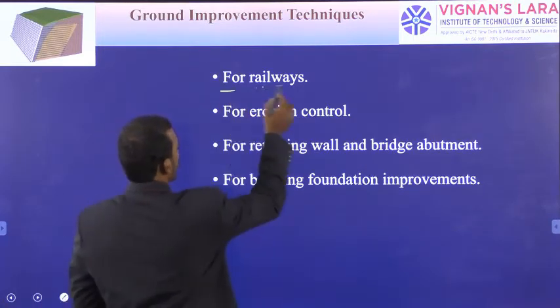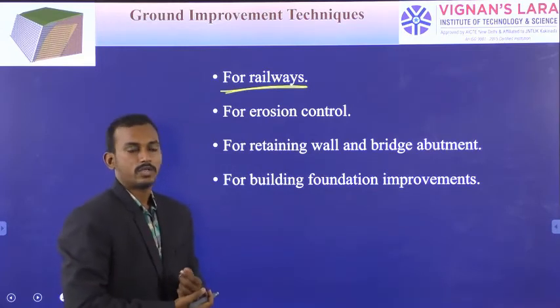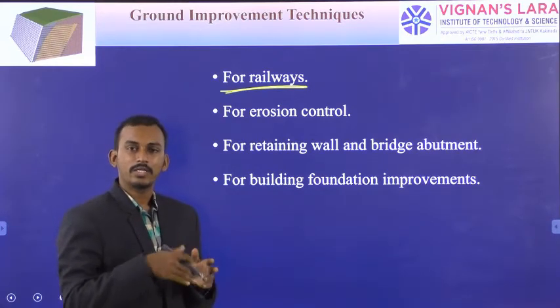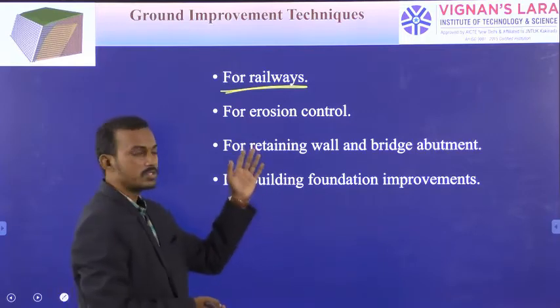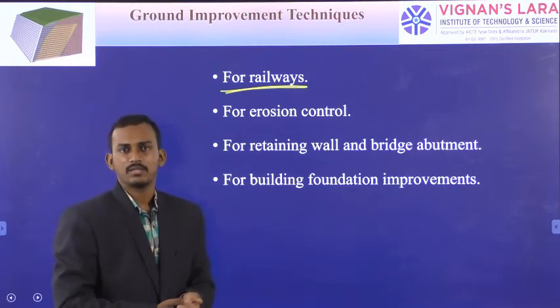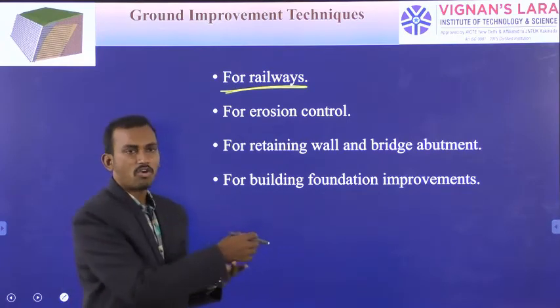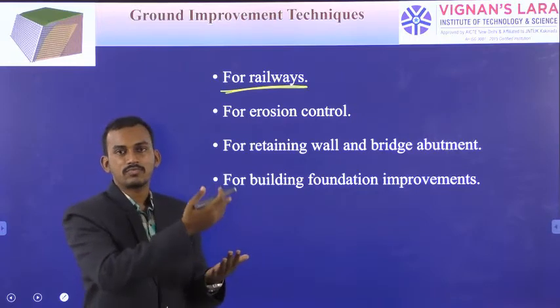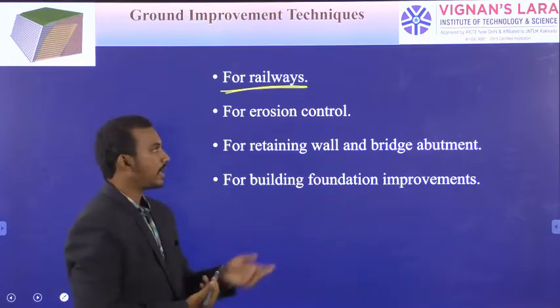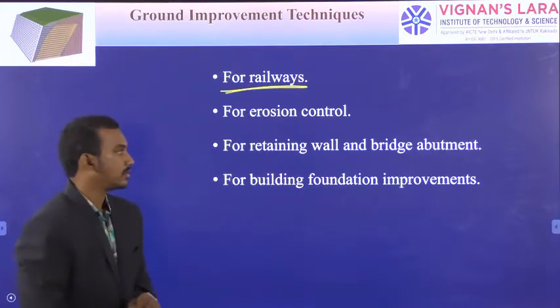Then we have for railways. For railways means to prevent the slope stability. Okay. So in order to prevent the slope failure or to increase the stability of the slope, we have to use some geosynthetics like geogrids or geonets. Okay. We have seen that in soil nailing, after the soil nailing, we combine all the soil nets with the geogrids, right? So like that, in order to improve the slope stability, we also use this geosynthetics.